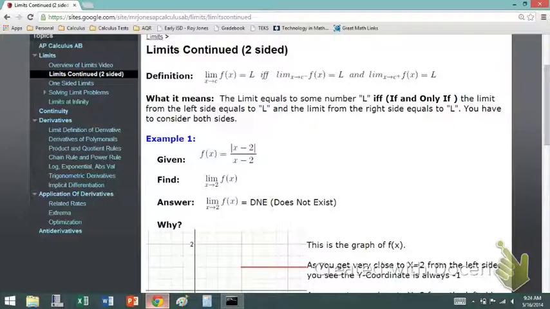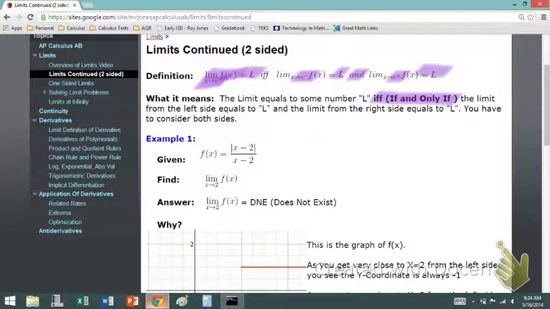Specifically, the one in front of you that says the limit of f of x as x approaches some number c equals some number L, if and only if. That if and only if right there. The limit from the left side, notice the c with the minus sign there, equals L, and the limit from the right side, notice the plus sign, equals L. We have to look at limits from both sides at that point.